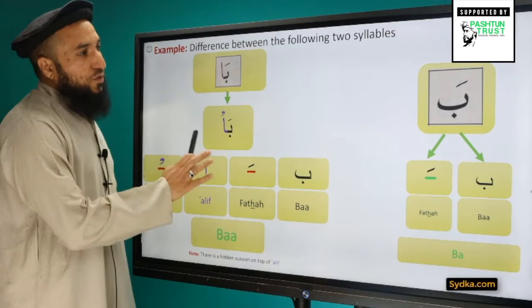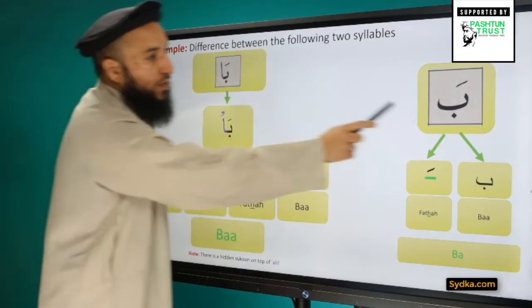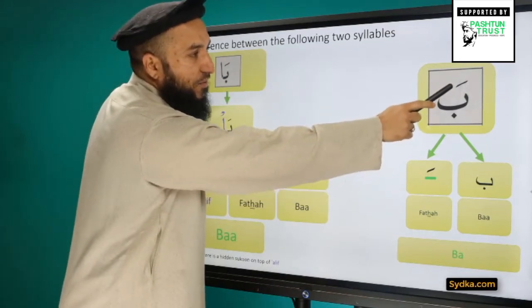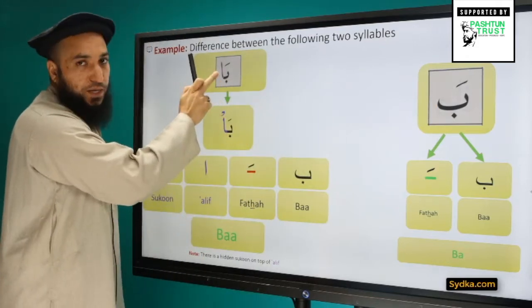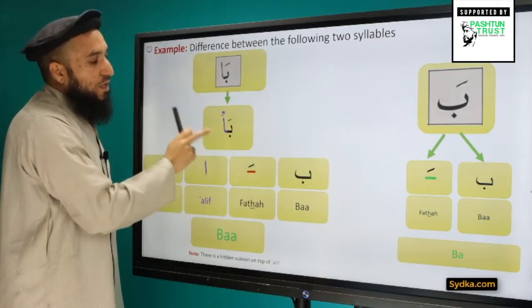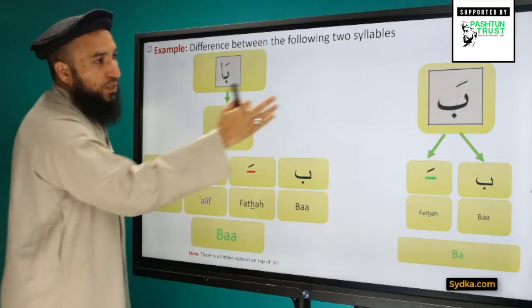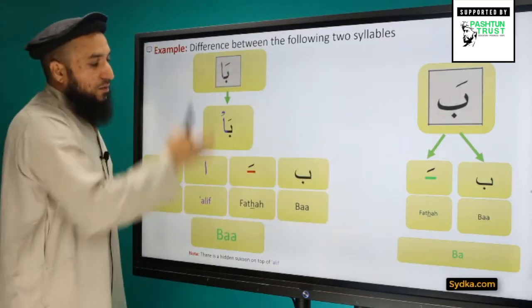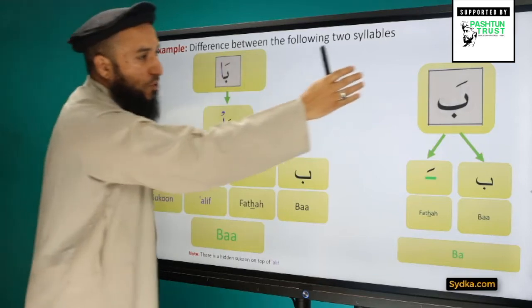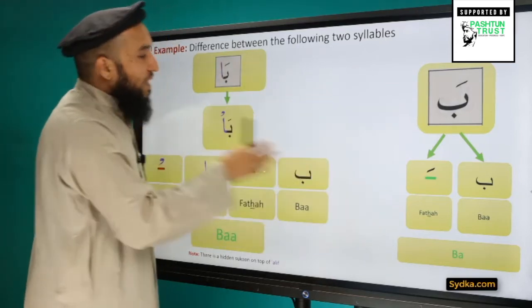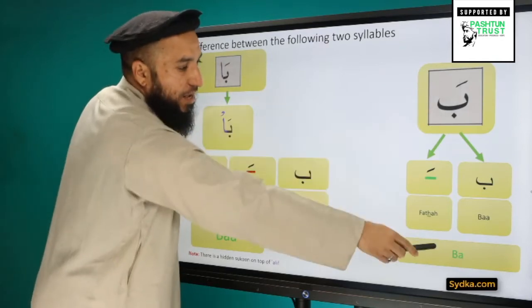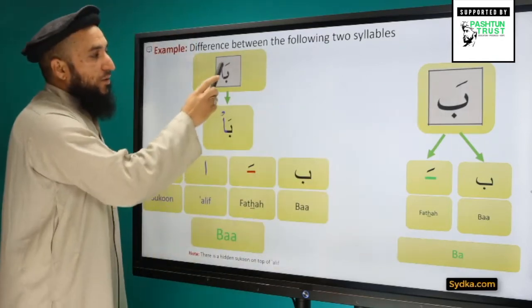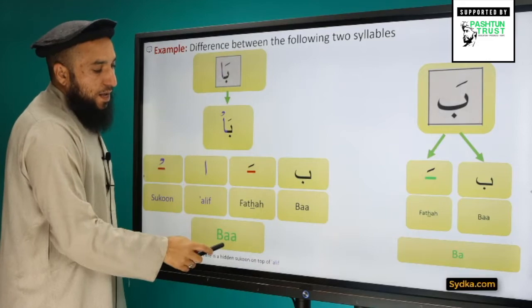So we need to know the difference between when a letter has fatha only and a letter which has fatha and followed by alif sukoon. So this is short vowel and this is long vowel. We prolong this for one count and we prolong this for two counts. So that would be ba fatha ba, and this is ba fatha alif sukoon ba, two counts.